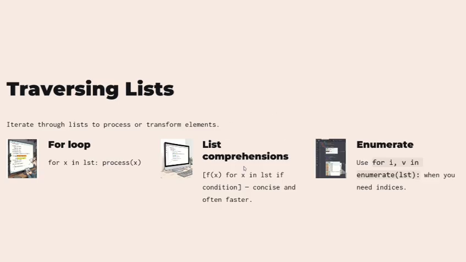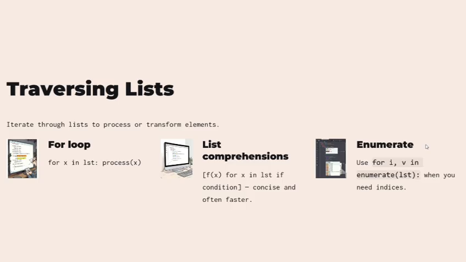Now list comprehensions. Python provides a shorter way to create a list. It is called list comprehension. We write it like this: [expression for x in list if condition]. It is concise and often faster. It is useful when we want to create a new list based on existing values.